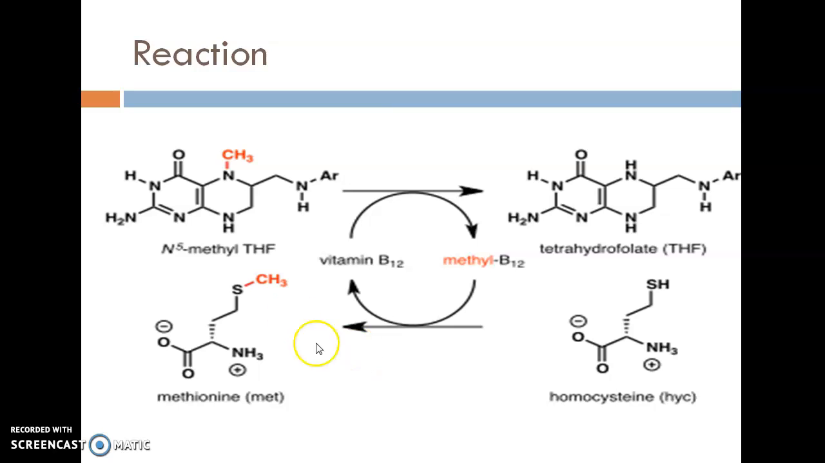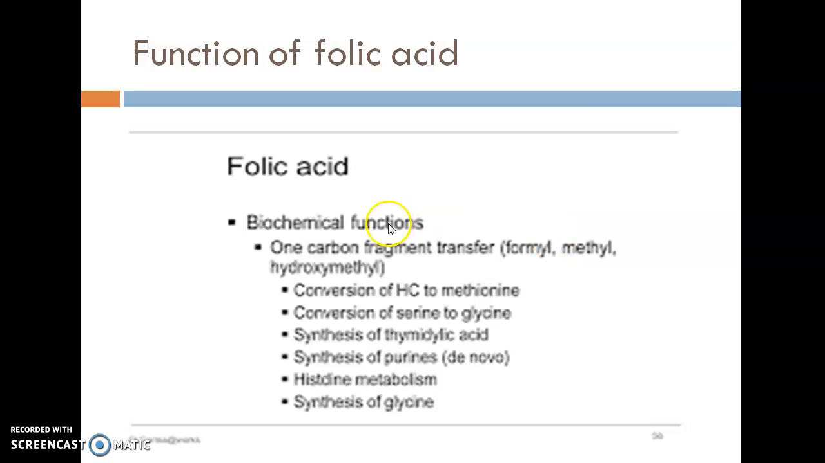So this is very important. This is a reaction that involves both folic acid and vitamin B12. Likewise, there are many other functions of folic acid. This is just one vitamin that we are taking into consideration. Similarly, the other vitamins also have their own function. So folic acid has the main function of conversion of homocysteine to methionine, conversion of serine to glycine, synthesis of thymidylic acid, the synthesis of purines and histidine metabolism, as well as synthesis of glycine.